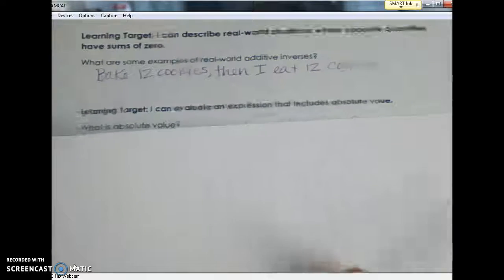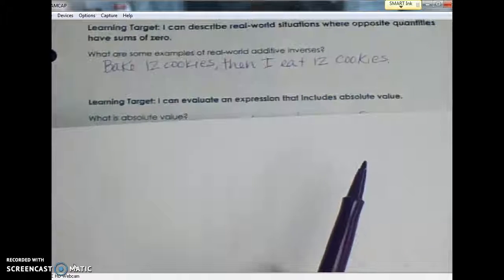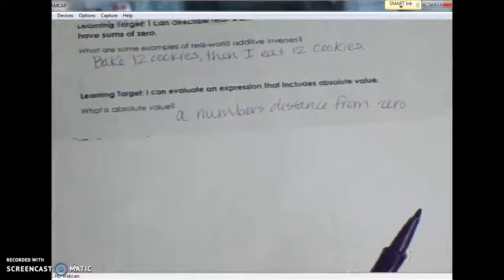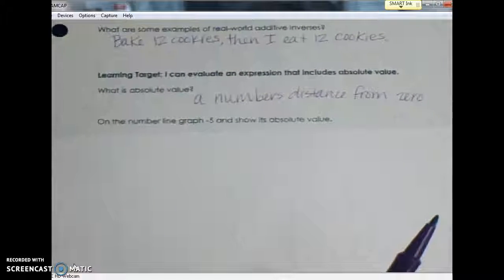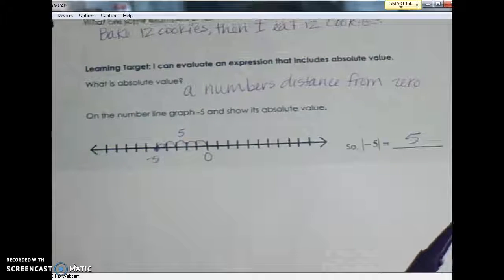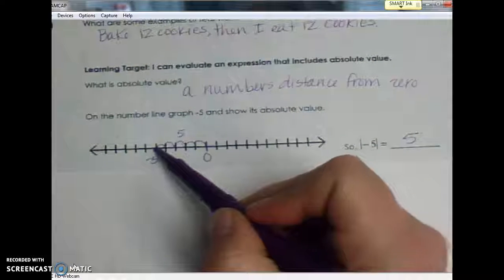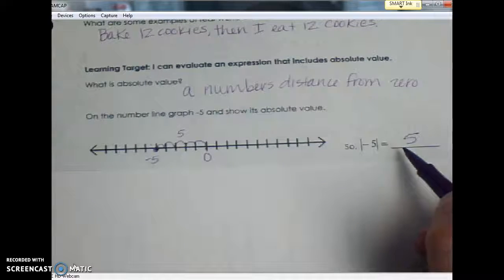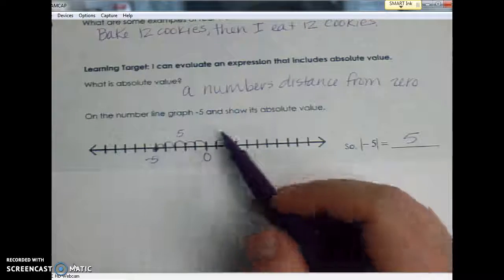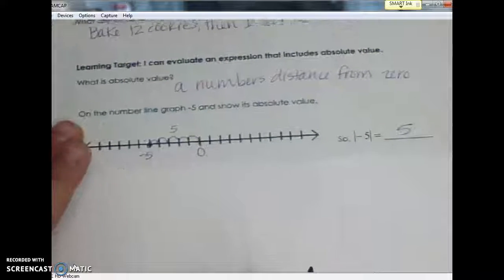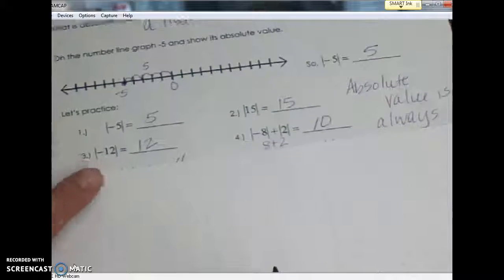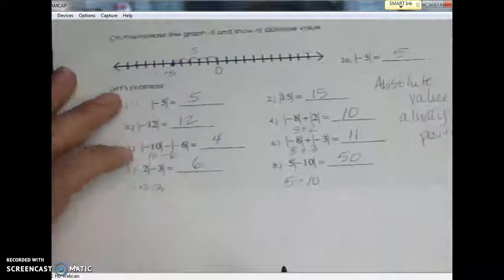So our next learning target we're going to look at is I can evaluate an expression that includes absolute value. So what is absolute value? Well, absolute value is a number's distance from 0. On a number line, we're going to graph negative 5 and show its absolute value. So if I graph negative 5, how far away is negative 5 from 0? It's 5. Because this is a distance, it is always positive. So distance, or absolute value, is always, always positive.